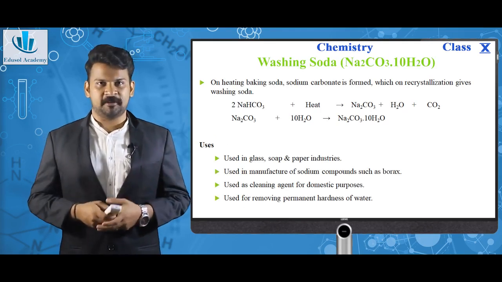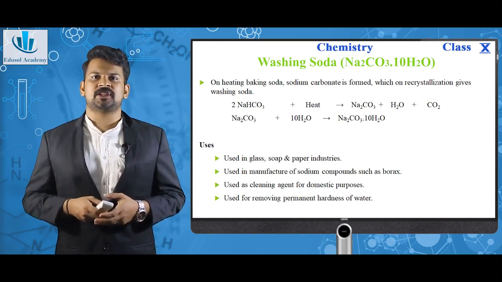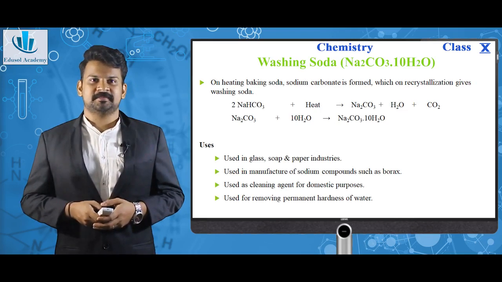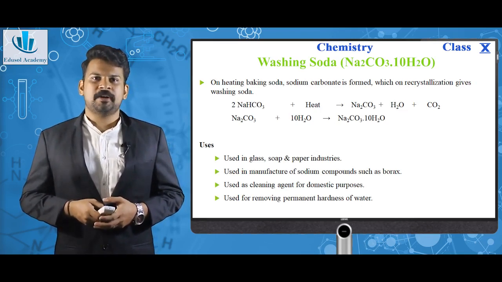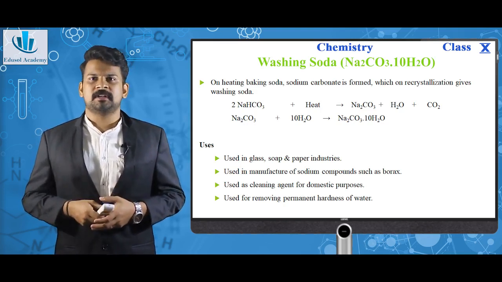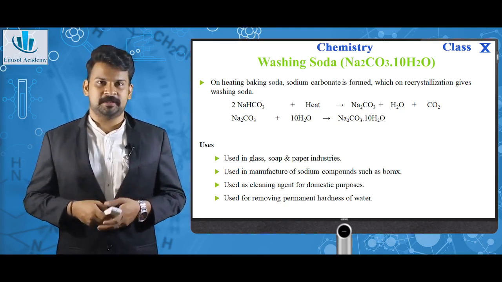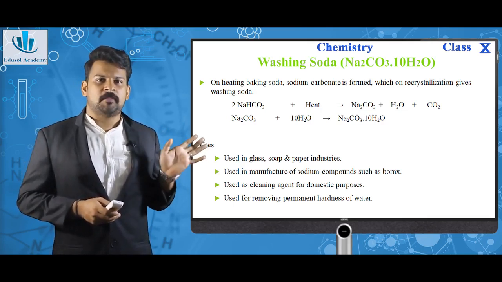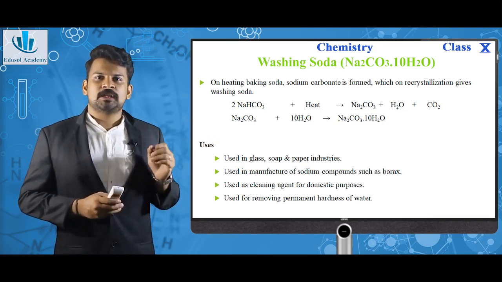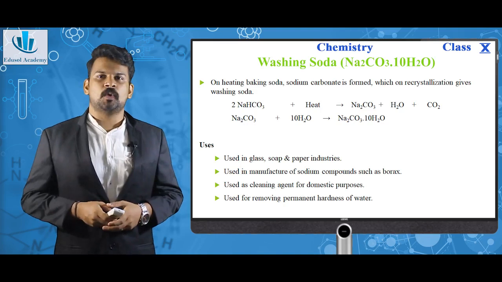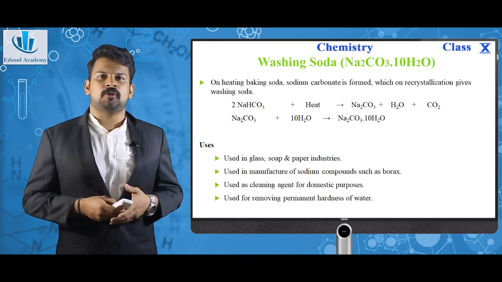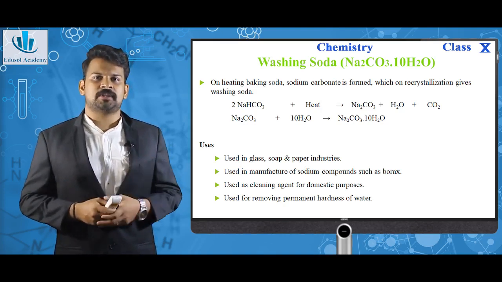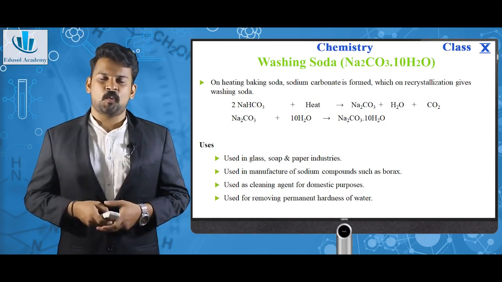Next one is washing soda, Na2CO3.10H2O, which is sodium carbonate in the hydrated form. On heating baking soda, sodium carbonate is formed, which on recrystallization gives washing soda. As you can see, NaHCO3, sodium bicarbonate, is allowed to heat. We are getting sodium carbonate Na2CO3 plus H2O plus carbon dioxide. This Na2CO3 is allowed to recrystallize and we get the hydrated form, which is Na2CO3.10H2O. This is washing soda.